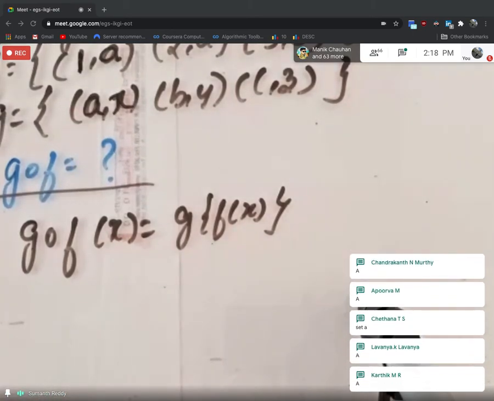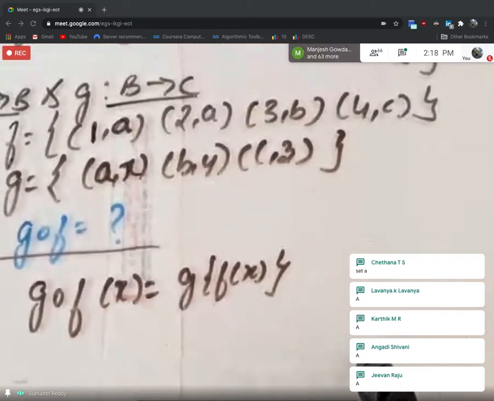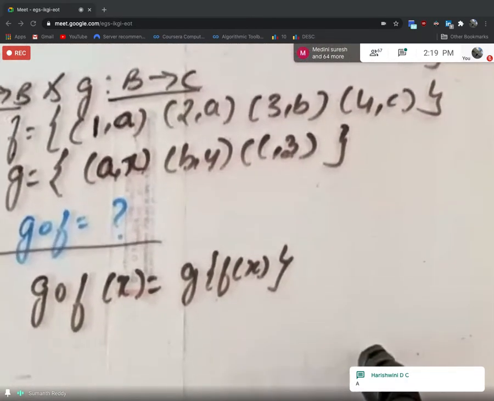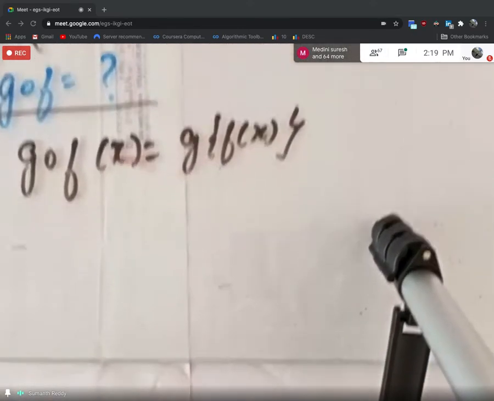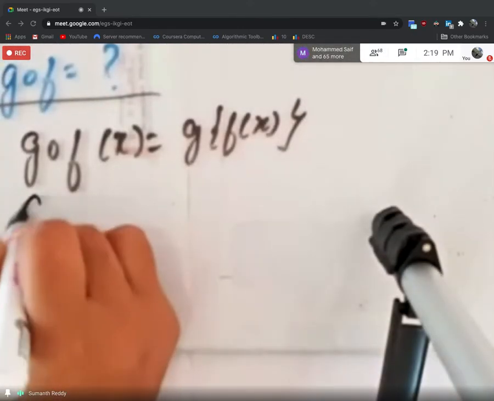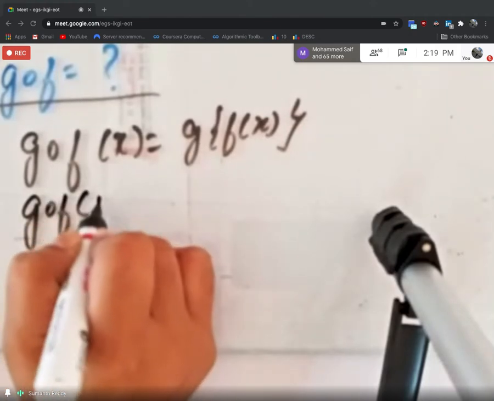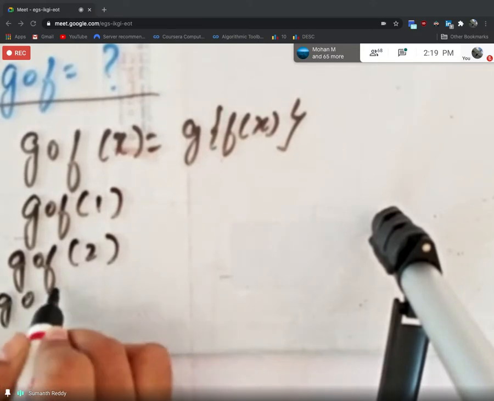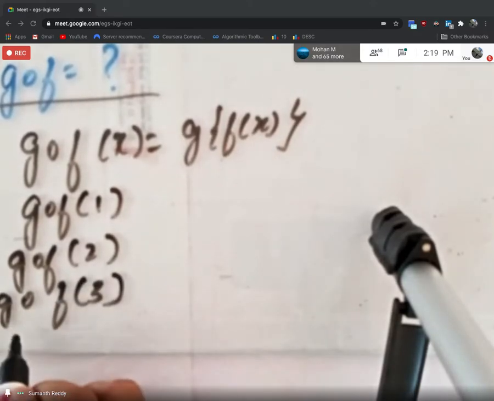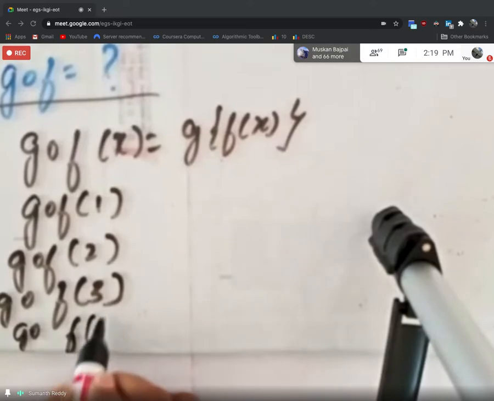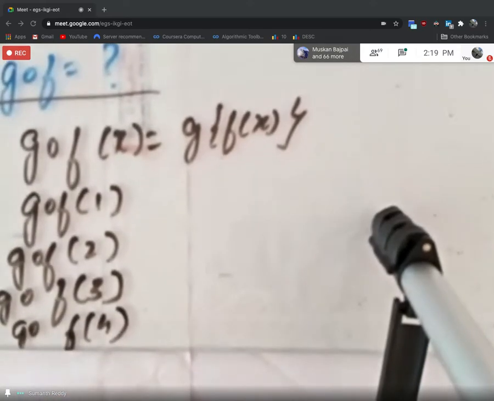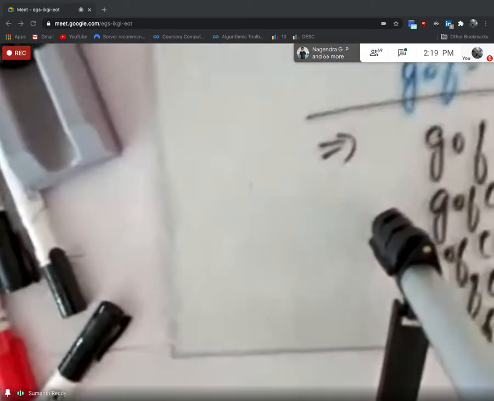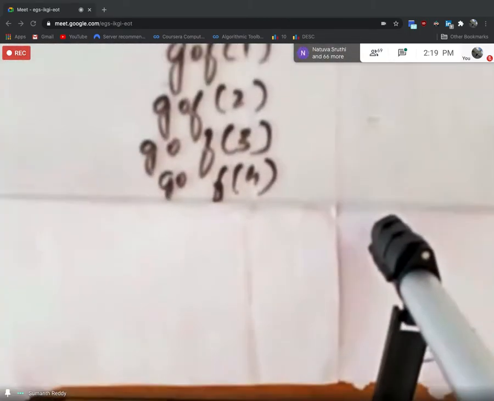In that domain, how many elements do we have? We have 4 elements: 1, 2, 3, and 4. Now I need to apply this on all the 4 elements in order to get this composition. So G composition of F of 1, of 2, of 3, and finally G composition of F of 4, I need to find. Based on the definition, if I elaborate this, just a minute.